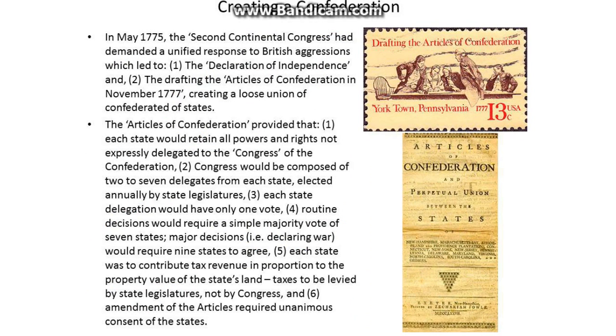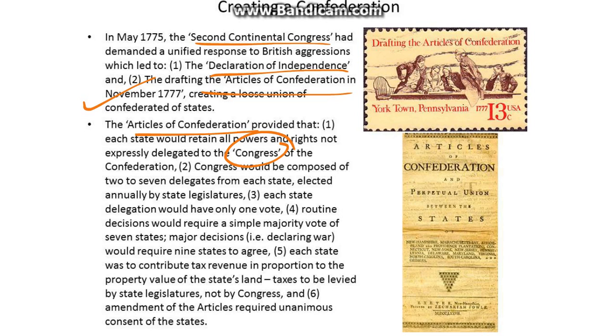In May of 1775, the Second Continental Congress had demanded a unified response to British aggressions, which led to the Declaration of Independence and drafting the Articles of Confederation in November 1777, which created a loose union of confederated states. The Articles of Confederation provided that each state would retain all powers and rights not expressly delegated to the Congress of the Confederation.